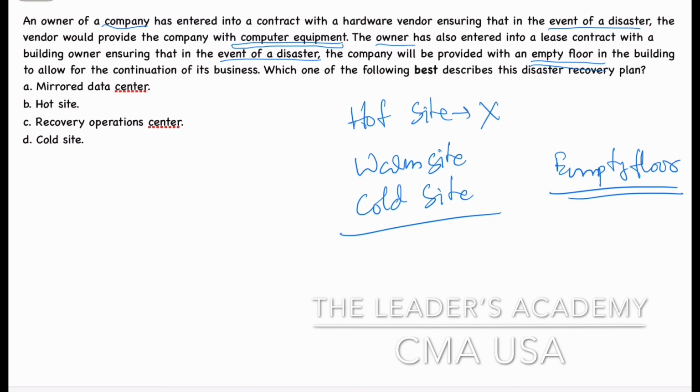Next, in a warm site, hardware and software will be kept available to us. That is not there. Finally, the cold site is where you can install all your equipment and inform all your personnel to start working here in the minimum amount of time. That's why cold site is the right option. So for this question, the answer is option D, cold site. I hope you have understood this question, the way we have solved it.